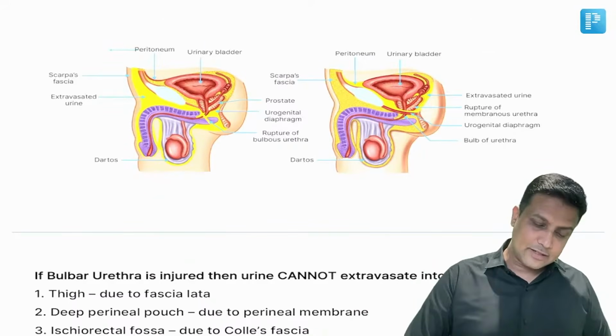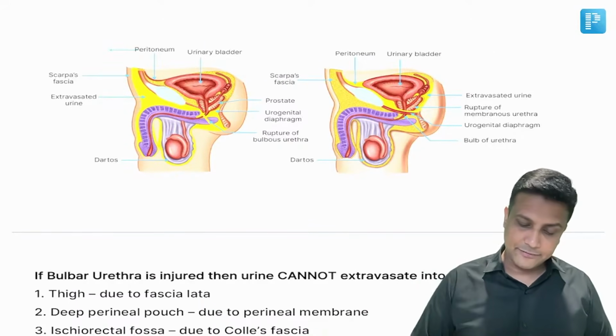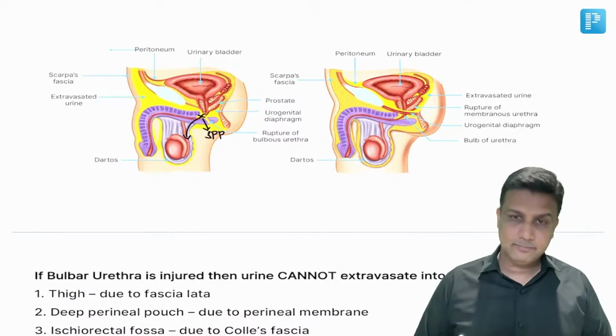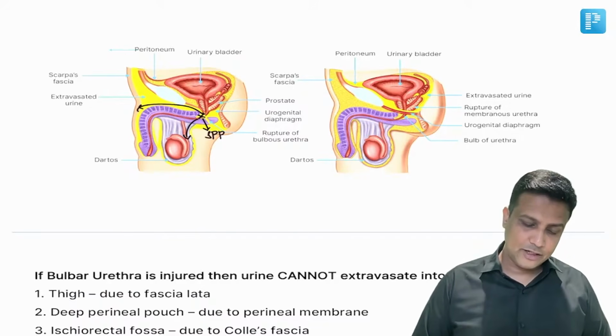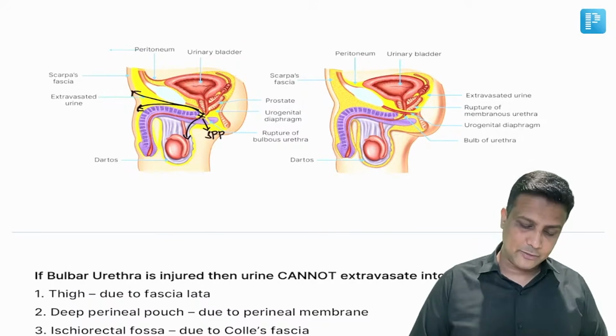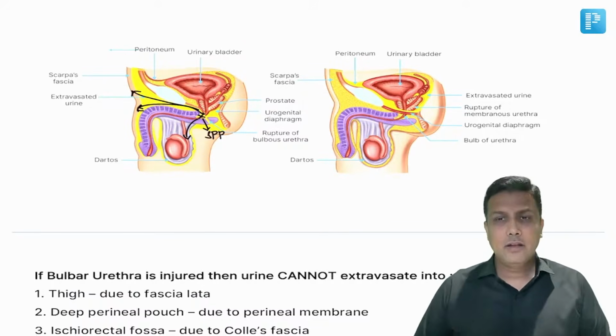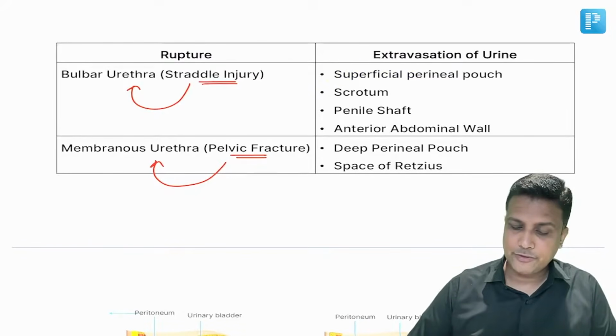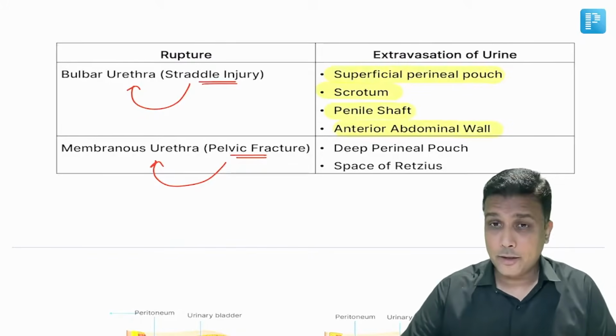If bulbar urethra is ruptured here, you can see in the first diagram, my dear friend, the urine will go out into the superficial perineal pouch. The urine is going into the scrotum. The urine will also go into the penile shaft as well as into the anterior abdominal wall. So therefore, in the straddle injury, what is going to happen? The urine is going into the superficial perineal pouch, into the scrotum, the penile shaft, and the anterior abdominal wall.